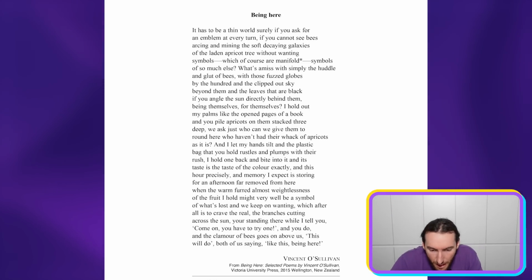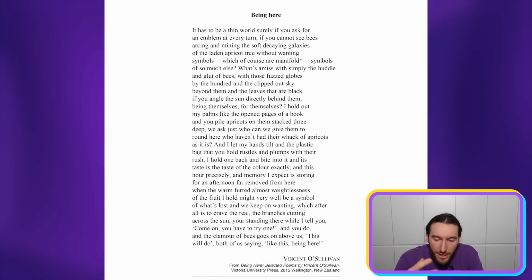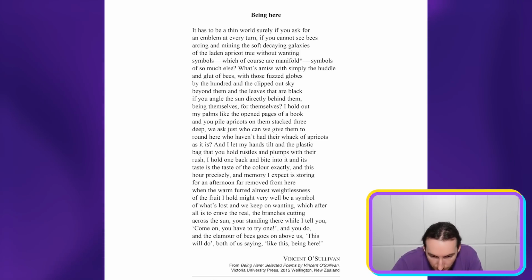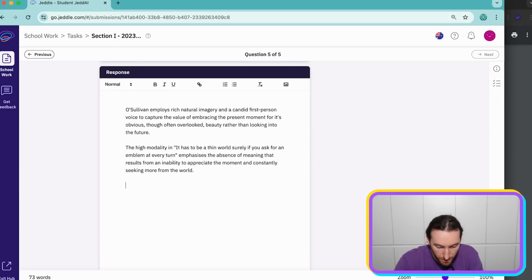Okay, it says, "What's amiss with simply the huddle and glut of bees, with those fuzzed globes by the hundred and the clipped out sky beyond them and the leaves that are black if you angle the sun directly behind them?" So there's this beautiful visual imagery here. The visual imagery of fuzzed globes by the hundred and the clipped out sky beyond them. That's all we need. It demonstrates the beauty of something as simple as bees in nature, okay?